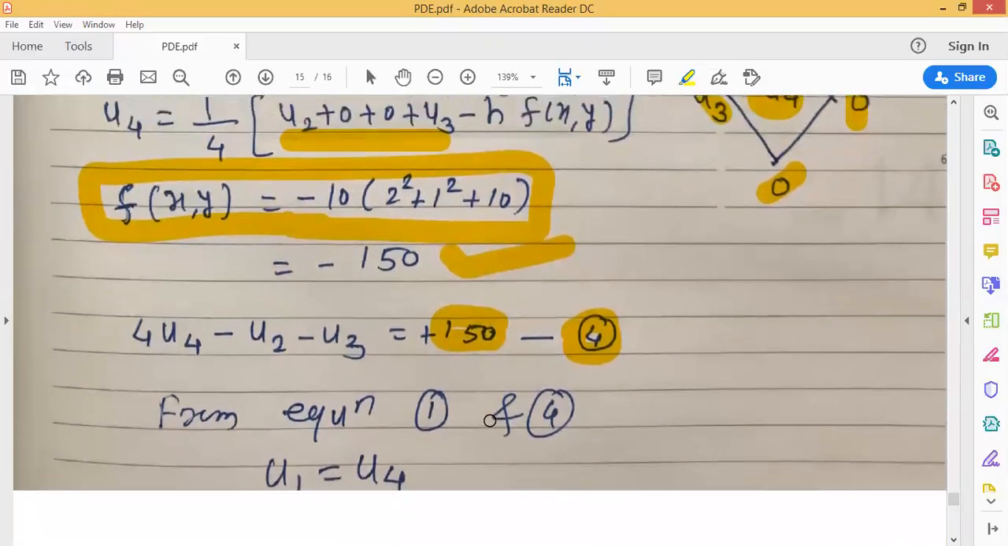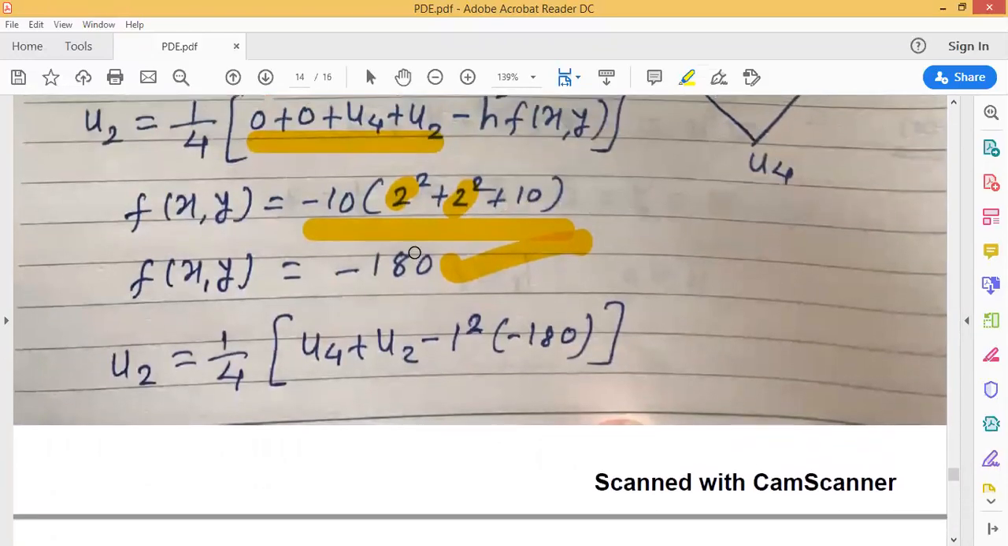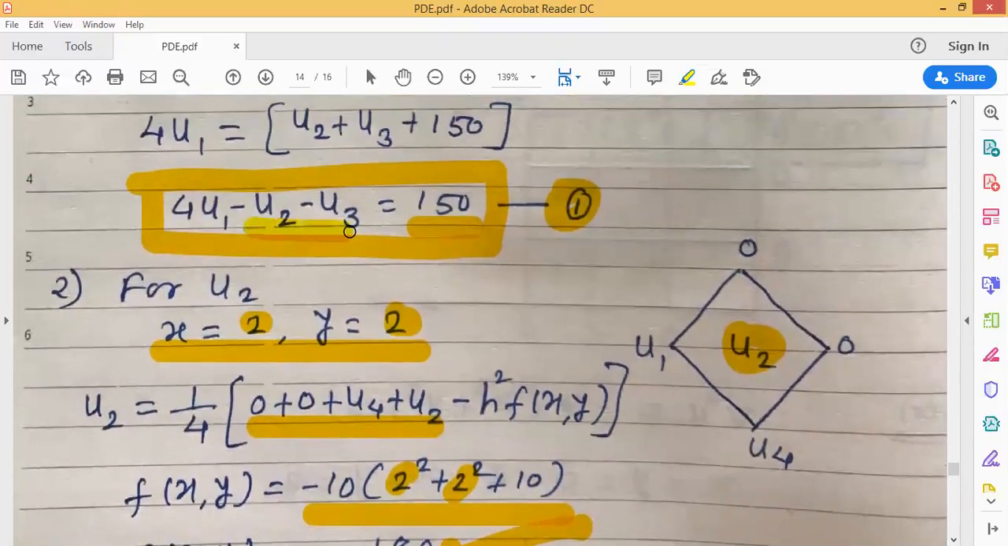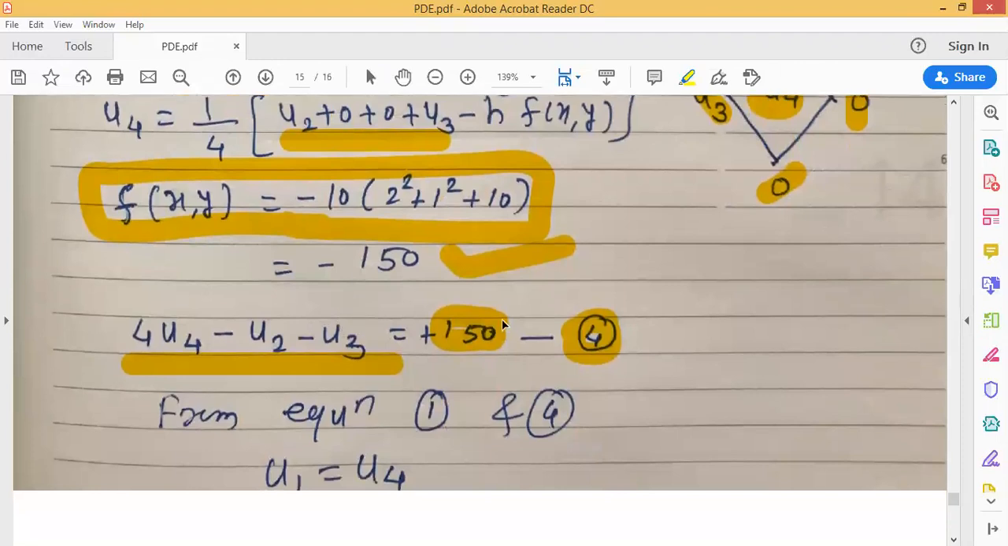So from that we can say that u1 is equal to u4. If you check these two equations, in equation number 1, u2, u3 is cancelled. So 4u1 is equal to 4u4. The 4 gets cancelled, so u1 is equal to u4. From those two equations you equate the left hand and right hand sides, which are the same. So u2, u3 get cancelled, 4u4 is equal to 4u1, so u1 is equal to u4.